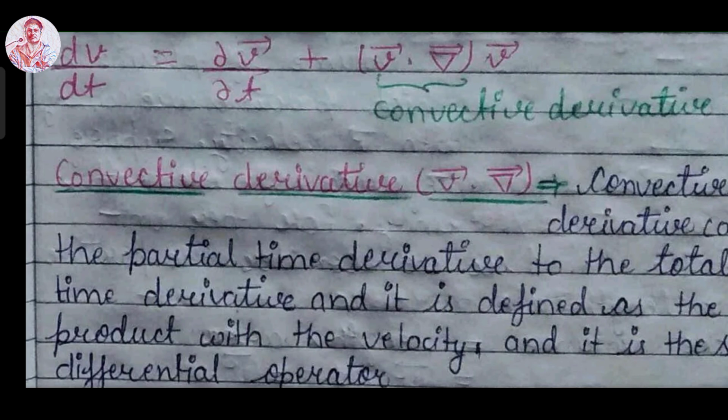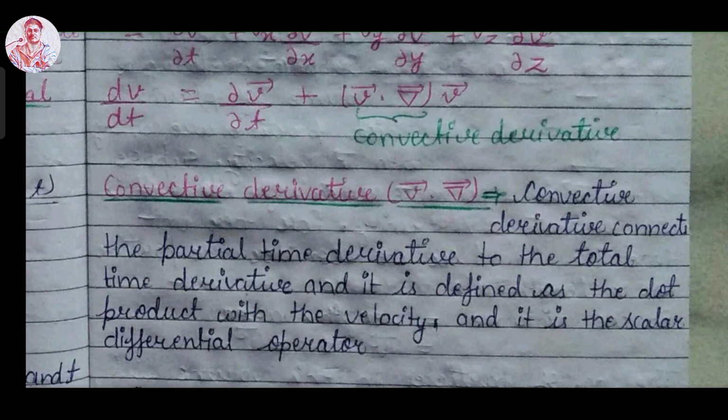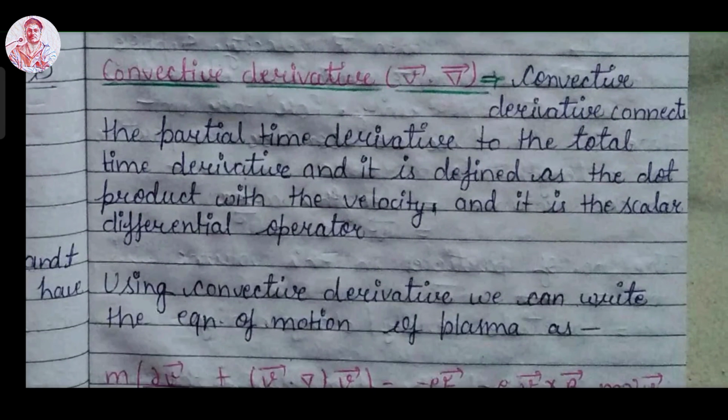As the velocity field is dependent on position and time, we can write dv/dt is equal to partial v by partial t plus v dot del into vector v, where v dot del is the convective derivative. Here we have a concept of the convective derivative. A convective derivative connects the partial time derivative to the total time derivative, and it is defined as a dot product of velocity with del, and it is a scalar differential operator.